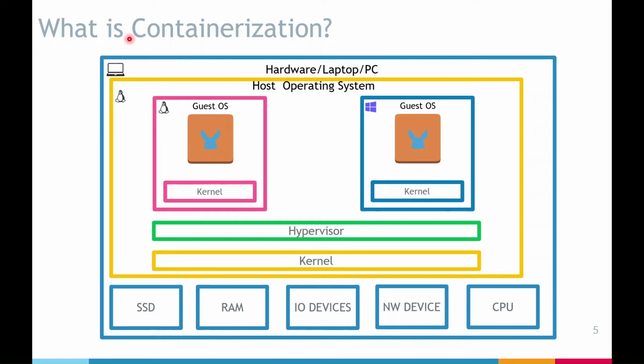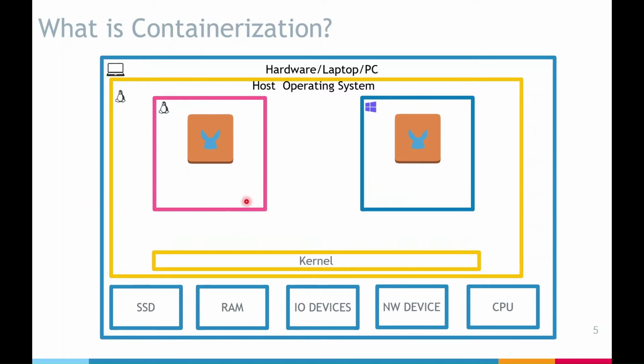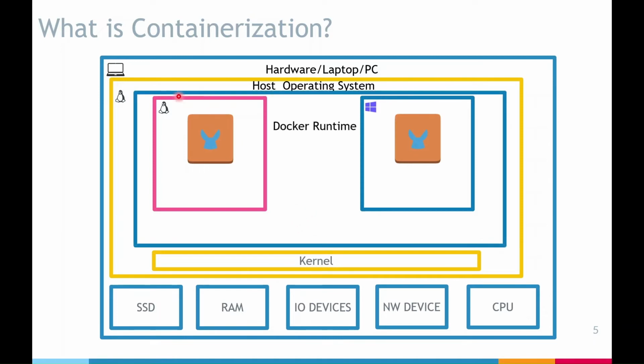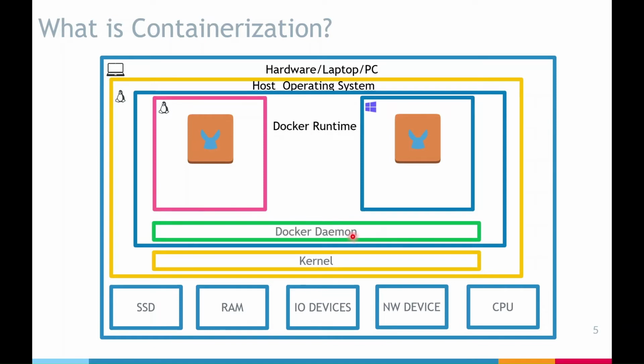We have the same virtualization diagram. Let's modify this a bit. Let's get rid of the guest OS kernel and the hypervisor. But then how do we manage resources without kernel and hypervisor? Well, let's introduce Docker runtime and a Docker daemon. Both of them together will help fill the void left by removing guest OS kernel and hypervisor.